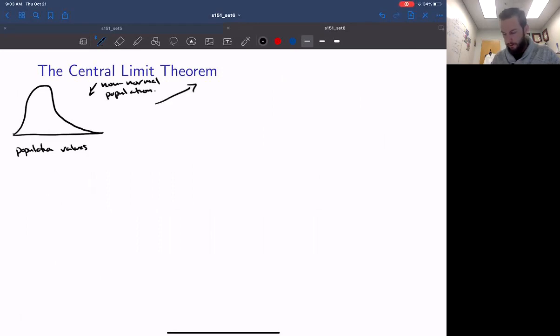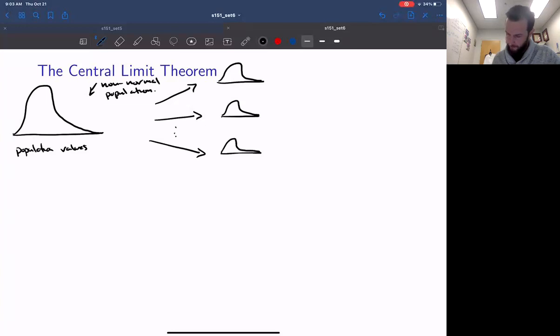All right, now suppose that I start sampling from this population. This is going to be sample 1, sample 2, sample 3. The sampling distribution of X bar is the same thing as the sampling distribution of the sample mean. Those are equivalent because X bar is the sample mean.